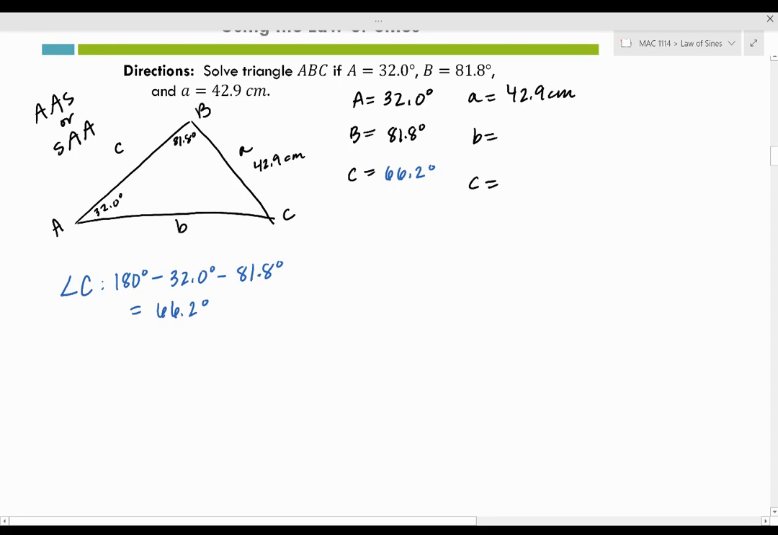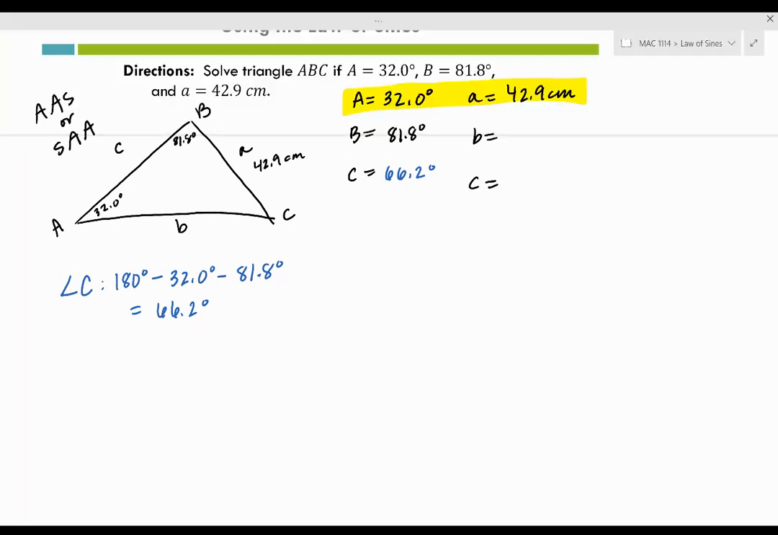What that means is that in order to use the law of sines, you have to have an angle and its matching side. And I've already been given a pair: I've been given angle A and side a. So that lets me know I can use the law of sines. I'm going to go ahead and find side b because I already know what angle B is.